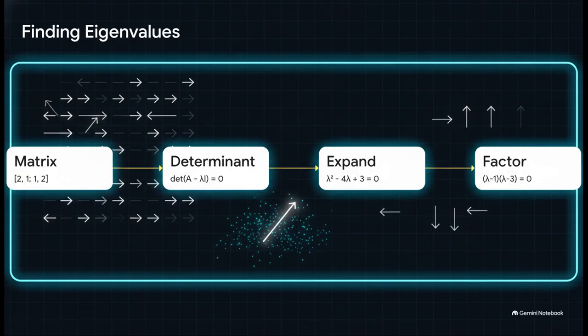Let's just run through one full numerical example so you can really see the engine working. Step 1, we take a matrix with some actual off-diagonal numbers this time, 2, 1, and 1, 2.